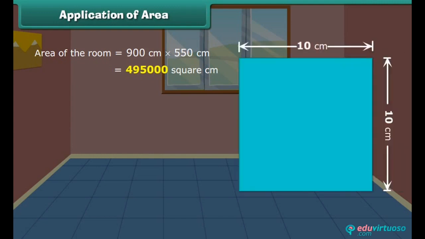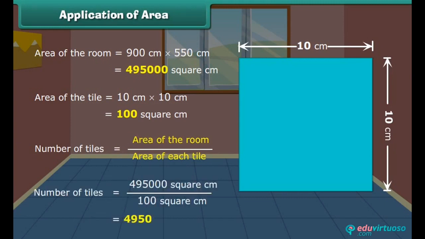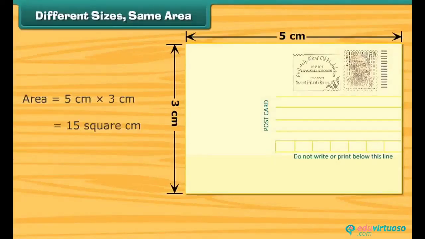Let us find the area of the tile now. Area of the tile is equal to 10 multiplied by 10. It is equal to 100 square centimeters. We can find the number of tiles needed by dividing the area of the room by the area of each tile. Thus, the number of tiles needed is equal to 4,950.